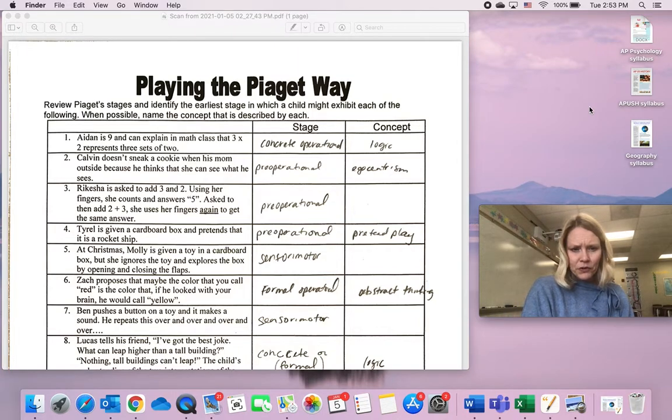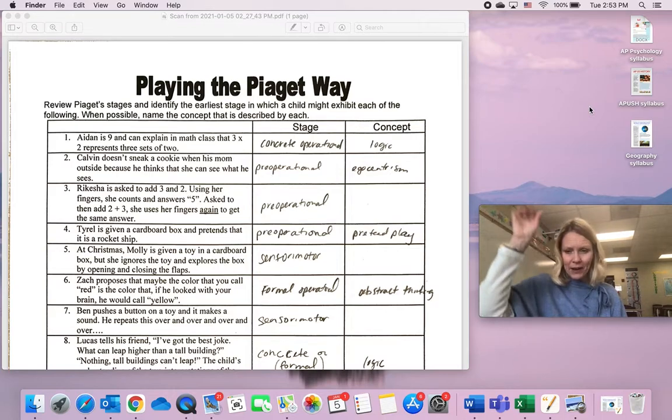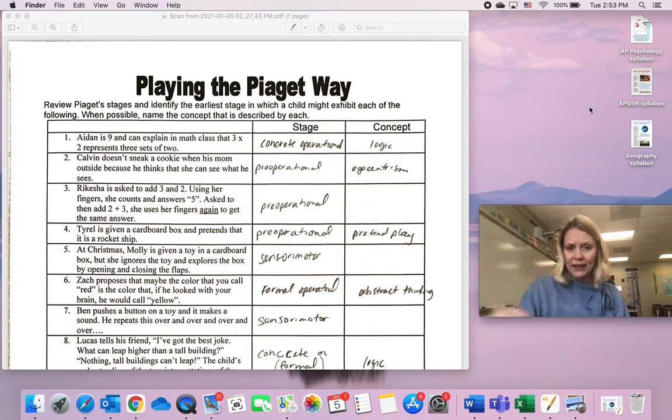6, Zach proposes that maybe the color that you call red is the color that, if he looked with your brain, he would call yellow. This is high metacognition, thinking about thinking. This is the formal operational stage, and this is definitely abstract thinking.